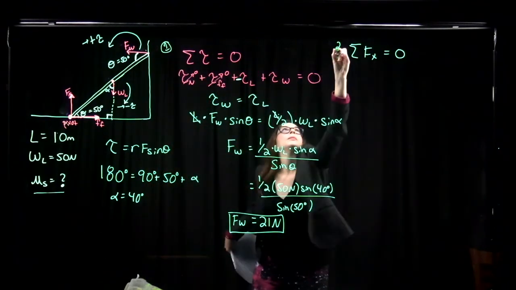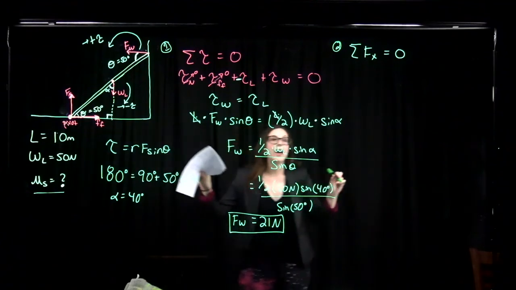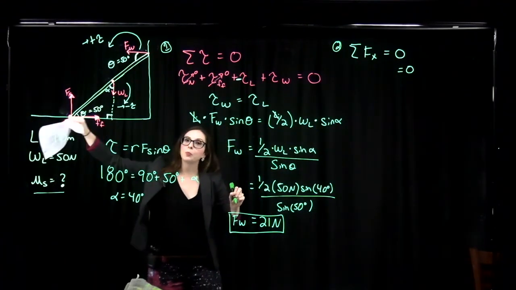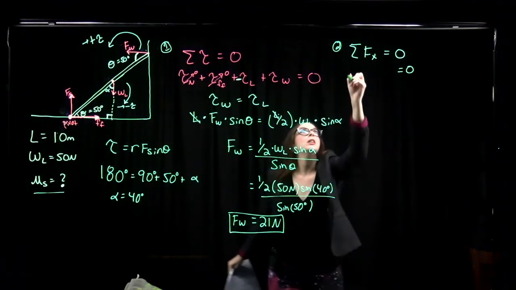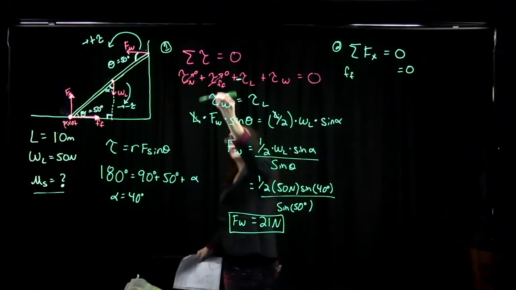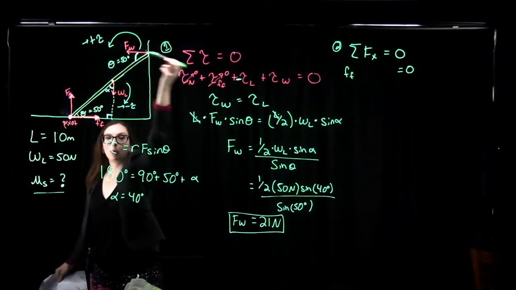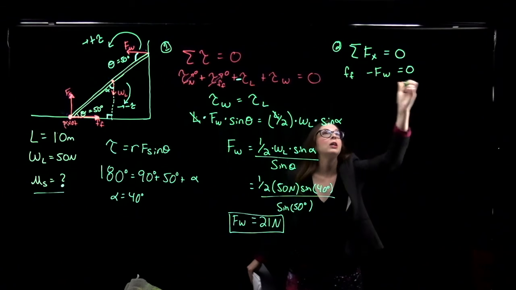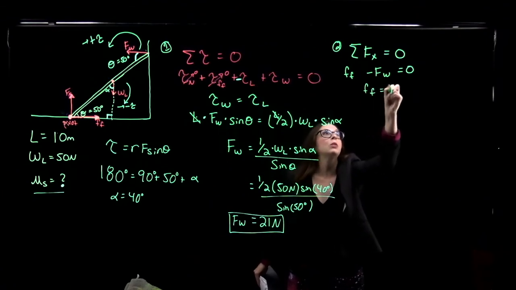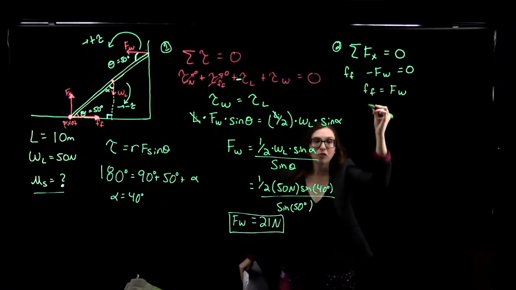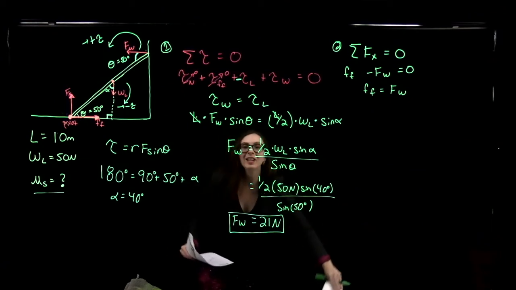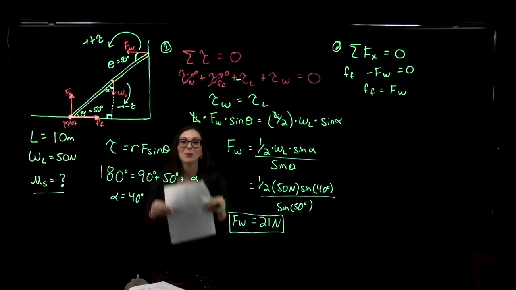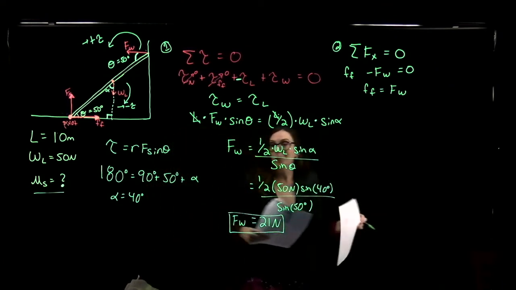For our forces in the x, we've got the friction force pointing in the positive x direction, and then we've got the force that the wall exerts on the ladder pointing in the negative x direction. So we've got friction force minus the force from the wall equals 0. So our friction force equals the force from the wall. Friction force, remember, you guys, you've got to use the equation sheet. Have the equation sheet with you when you're doing any of your homework problems, any of your quiz and exam stuff, even when you're doing lab stuff.